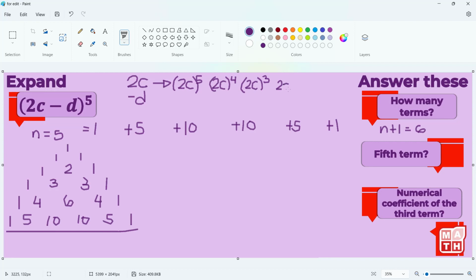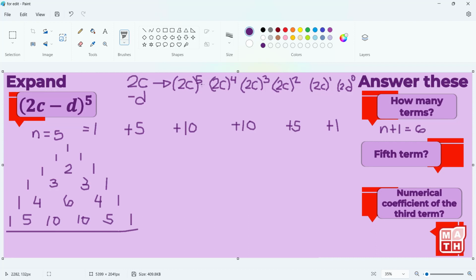So you have 2c raised to 2, you will have 2c raised to 1, and finally 2c raised to 0. So we have a decreasing order of the exponent of the first term, not just the variable, but the entire coefficient, which includes the numerical coefficient.